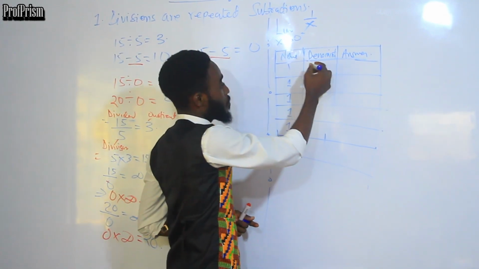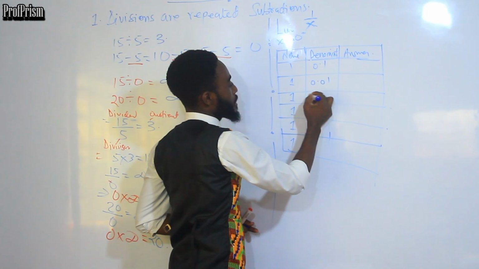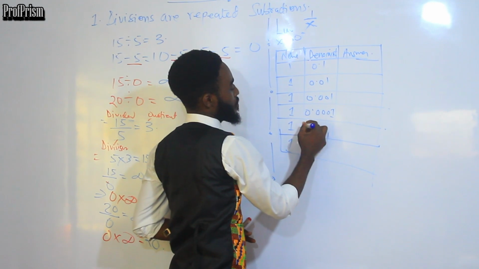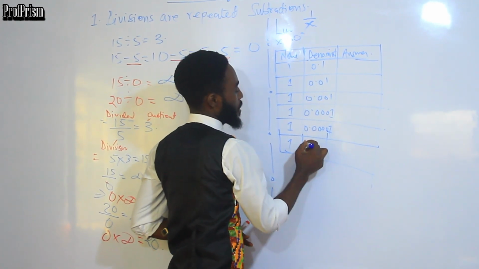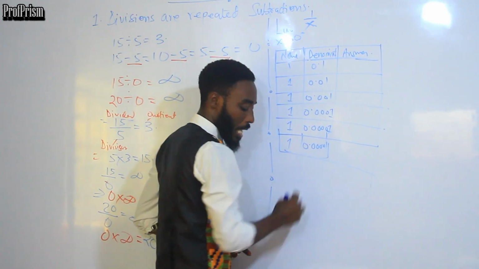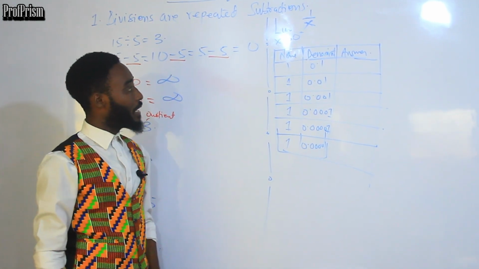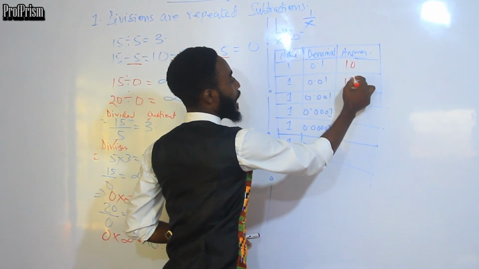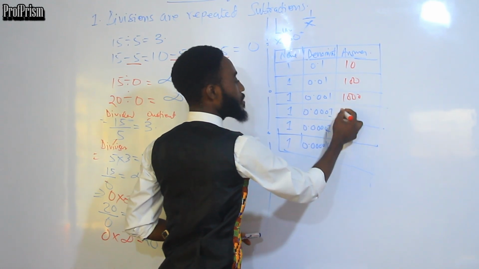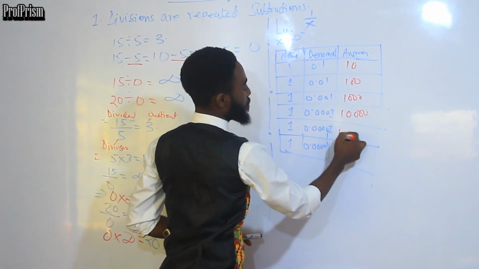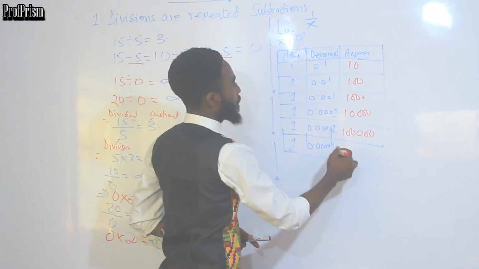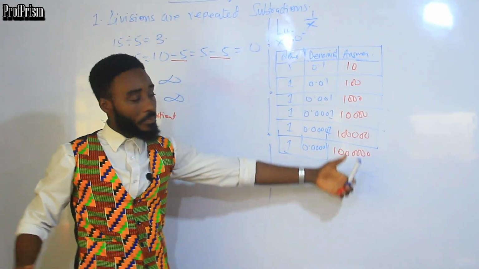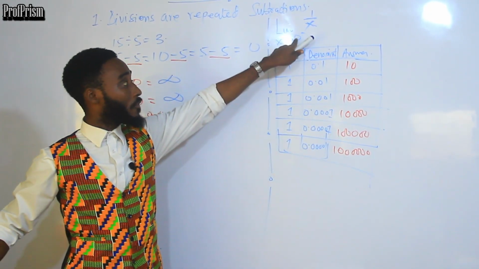something like 0.1, 0.01, 0.001, 0.0001, 0.00001. I'm taking the limit of the same value. So we would have the answers as 10, 100, 1,000, 10,000, 100,000. So taking positive values, you get very big values when approaching from the positive side.